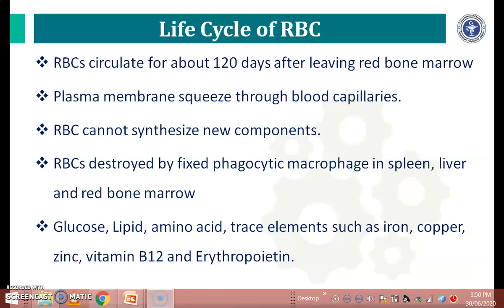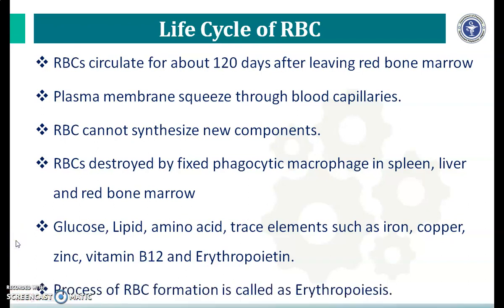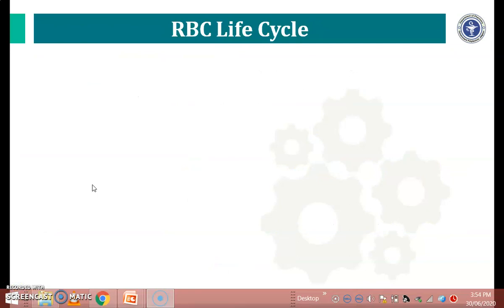whereas vitamin B12 is required for DNA synthesis. A hormone, that is erythropoietin, is involved in the process of erythropoiesis, that is formation of RBC. So the process of formation of RBC is called erythropoiesis. Now let's see the life cycle of RBC in detail.